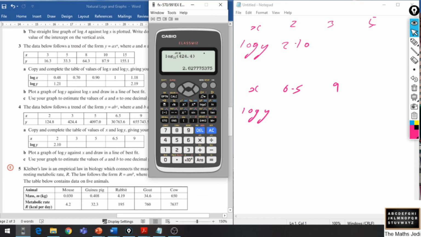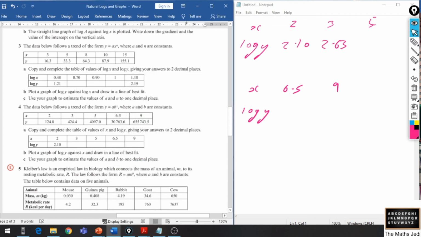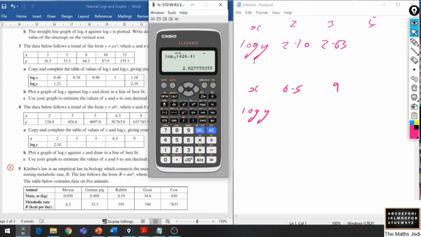So in this case it's 2.64, 2.63. We try and mirror the same answers here. I think the question does say give answers to 3 significant figures, or 2 decimal places in this case, so definitely worth going through and making sure you take account of that.